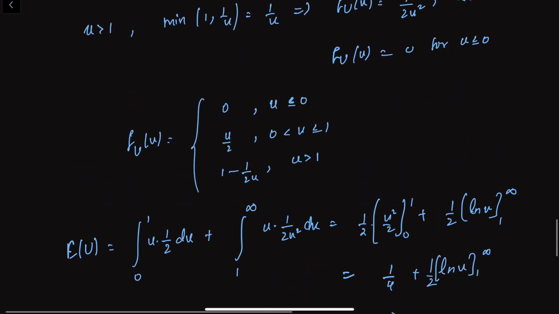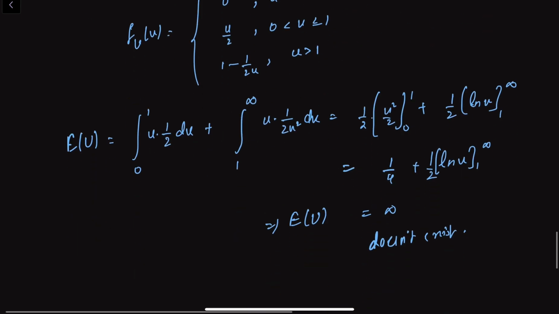So therefore this will be the distribution of U equals X by Y, and the expectation of U would be infinity, so that means it does not exist.